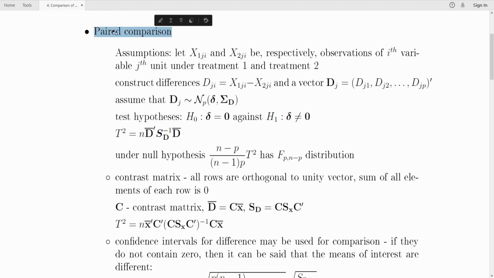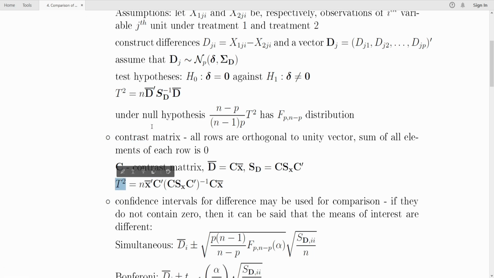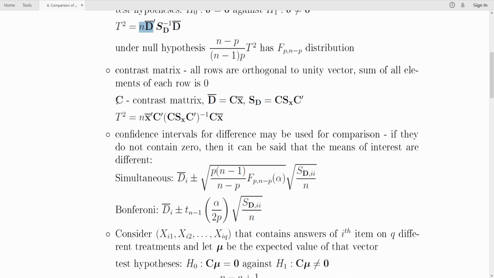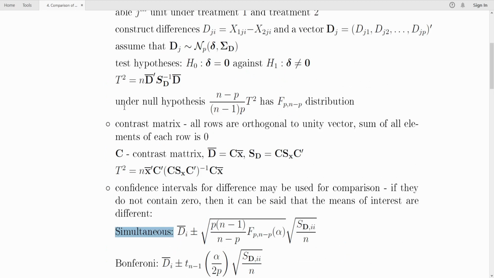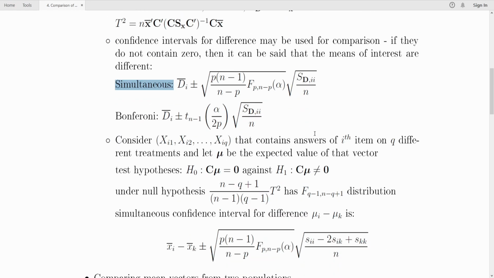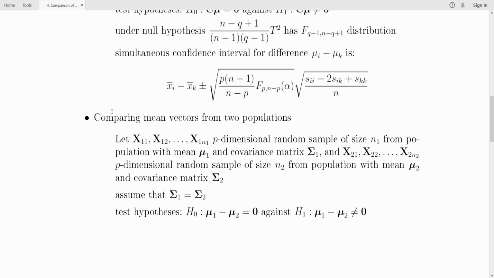So, starting with the generalization of paired comparison, where we have two treatments, we compute the Hotelling T-square statistic using differences, then compute its value without computing the differences. Then we introduce confidence intervals, simultaneous and Bonferroni, and for the paired comparison, in the end we will use more than two treatments, so we will use q treatments. And in the end, we will compare mean vectors of two independent populations.